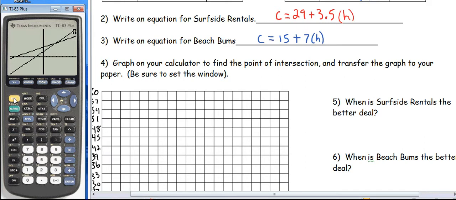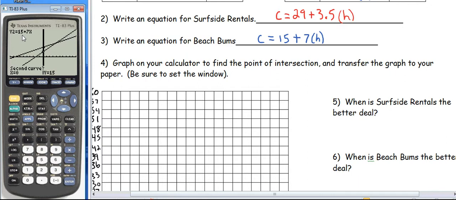We're going to hit the second button, and we're going to hit trace, and then you see the little flashing X, and it's showing us here that that is 29 plus 3.5x. That is this graph here, and we're going to hit second trace, second trace. I'm going to go to 5. Well, let me go back here. I'm having some difficulty. Second trace, the number 5, and then you'll see it says first curve. You're going to hit enter.